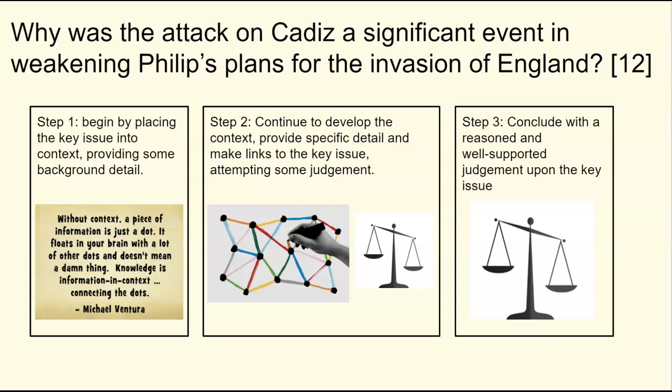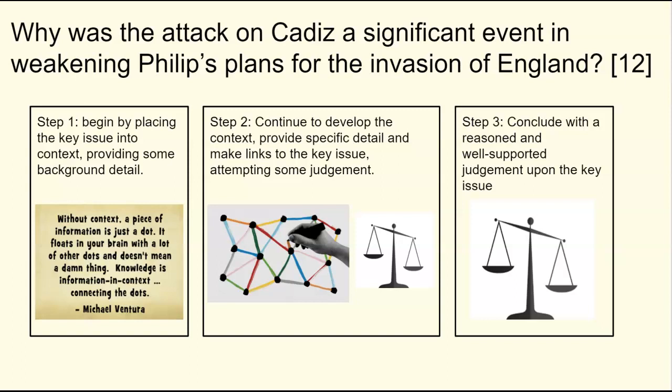Today we are looking at the question, why was the attack on Cadiz a significant event in weakening Philip's plan for the invasion of England? So this would be your 12-mark question. If I remember rightly, it's the third question that you get in your exam. I'm going to do a little check here just to make sure, yes, so it would be the third question that you get in your exam paper.